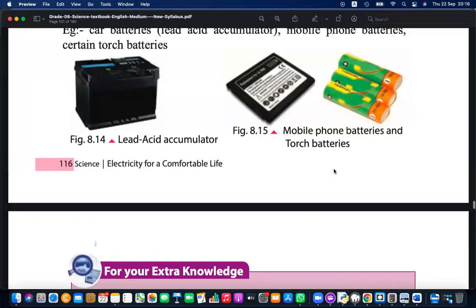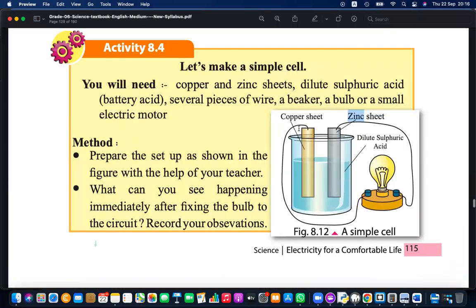Let's go to this. Make a chemical reaction. So what is happening here? What is more reactive, copper or zinc? Yes, zinc is more reactive.